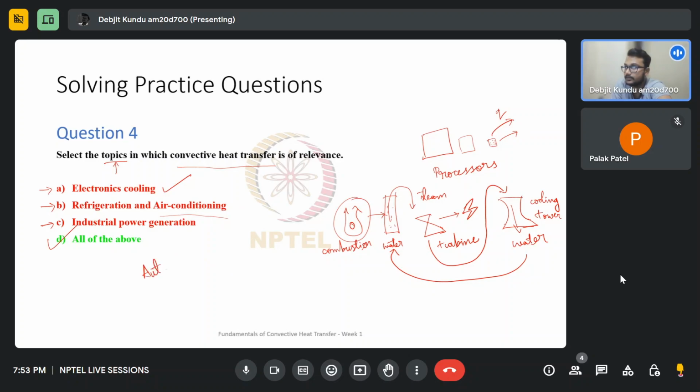For automobiles, it could be bikes, it could be cars. Anything else in the aerospace industry? It's very important.